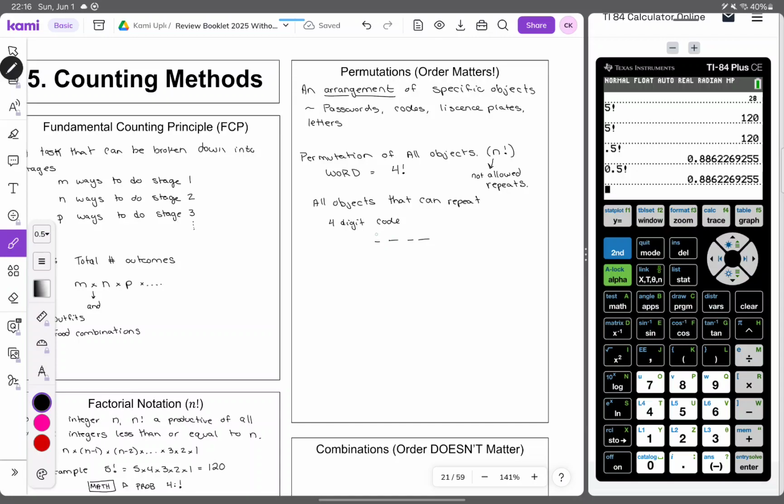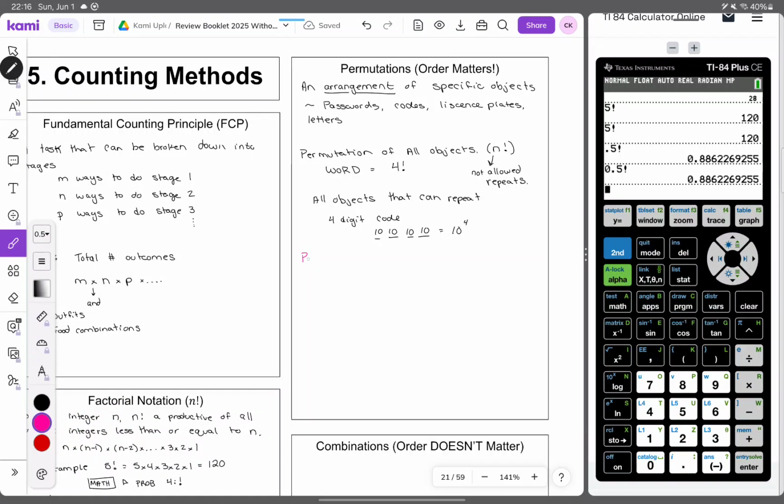Well, I have 10 digits to choose from for the first number, 10 digits for the second, 10 digits for the third, 10 digits for the fourth. So that means I have 10 to the 4 outcomes in this specific example. So if we can't repeat, we have factorial. If we can repeat, then we repeat that number over and over again, and we end up with a power.